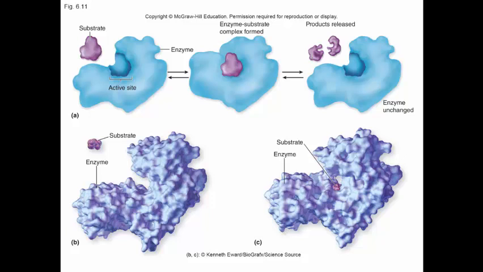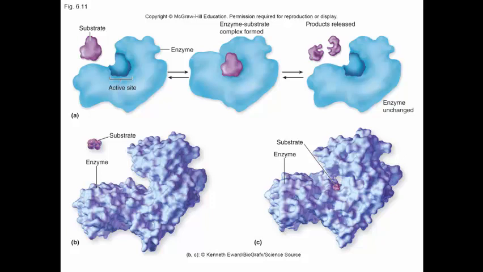So usually an enzyme is very specific. It'll do one, maybe tops two reactions, and that's it. And that's why there are thousands of them, because we have thousands of different chemical reactions occurring.